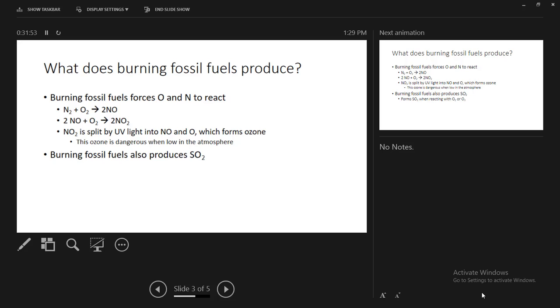And then another one: burning fossil fuels also produces SO2, sulfur dioxide. This will react with oxygen and/or ozone to form SO3, sulfur trioxide. And you're like, what's the big deal? What's the big deal? Sorry, I'll let you write that.